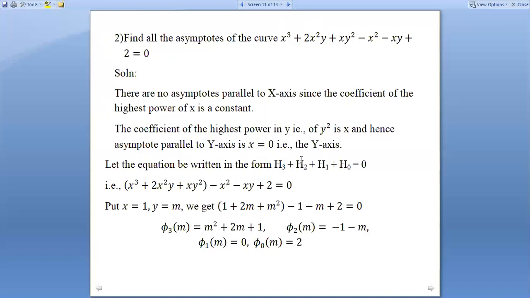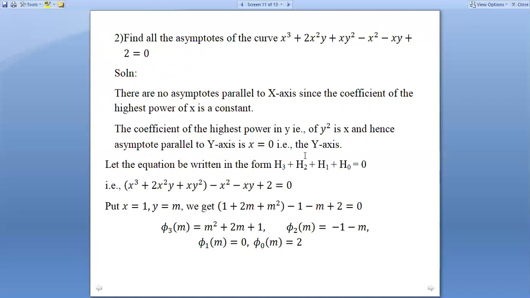So let the equation be written in the form of h3 plus h2 plus h1 plus h0 is equal to 0. So h3 is, take all the terms which have degree 3. So that becomes x cube plus 2x square y plus xy square. h2 is minus x square minus xy, and h1, there is no 1 degree term, so h1 is 0, and h0 is a constant term, so h0 is equal to 2. Now in this case, you put x is equal to 1 and y is equal to m. So when you substitute, you will get 1 plus 2m plus m square minus 1 minus m plus 2 is equal to 0.